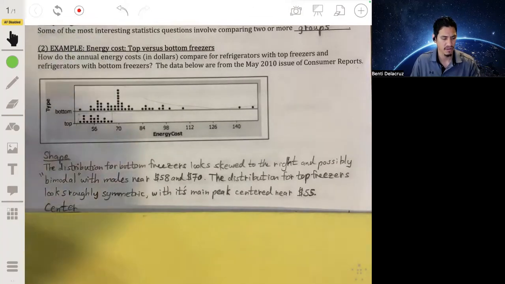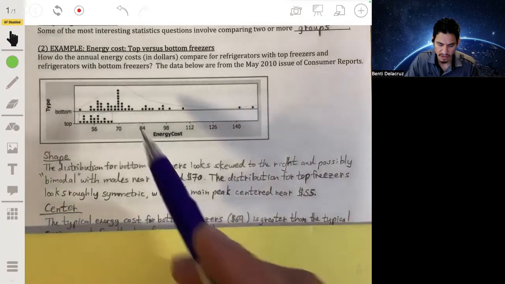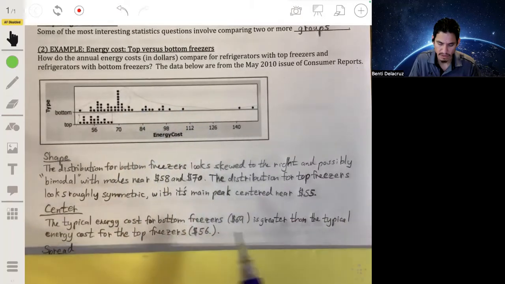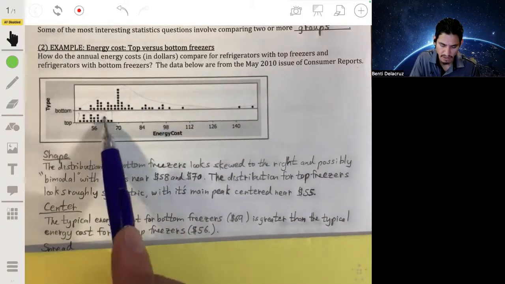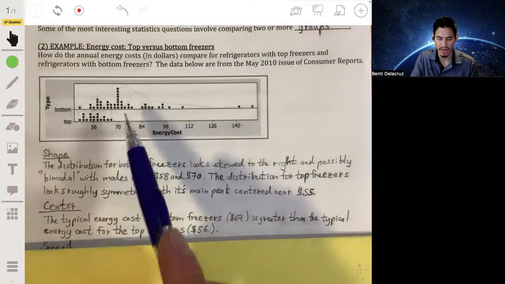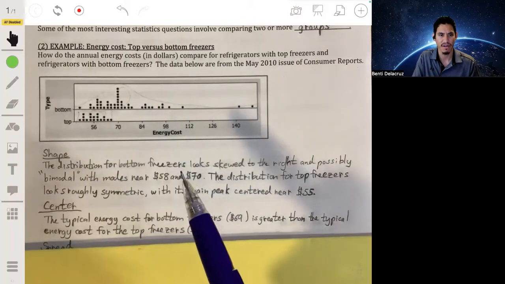All right, center. So again, I would say the center is probably around here for the bottom freezers and around here for the top freezers. So to calculate that value, it's right at 69, I found.